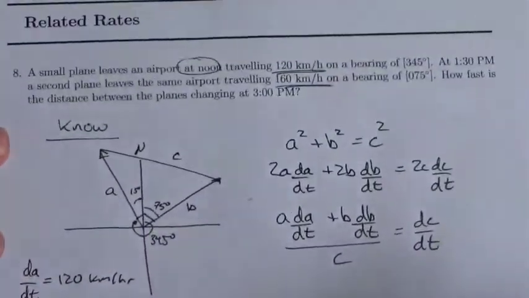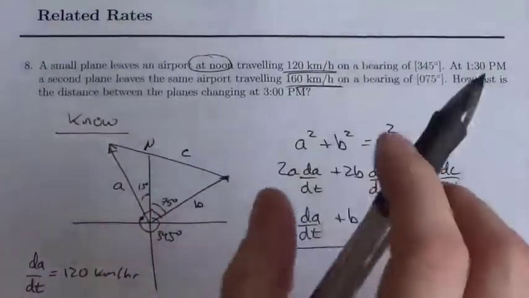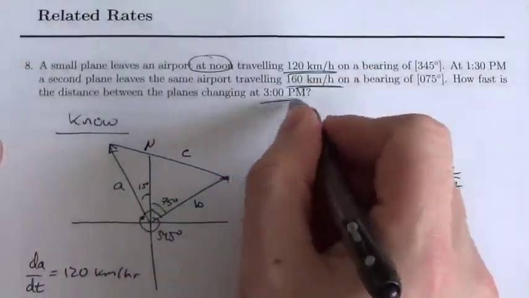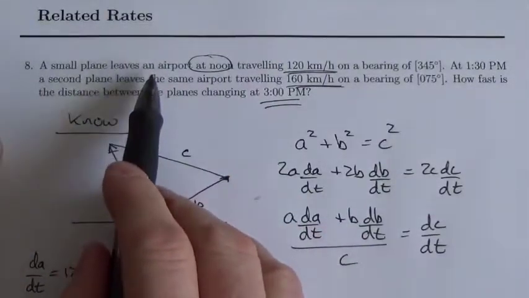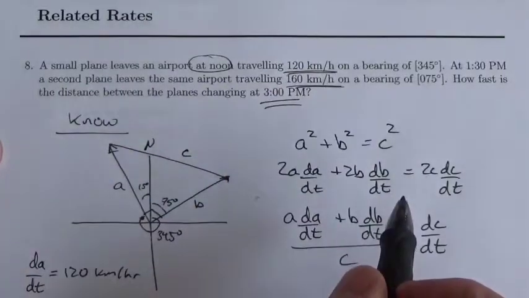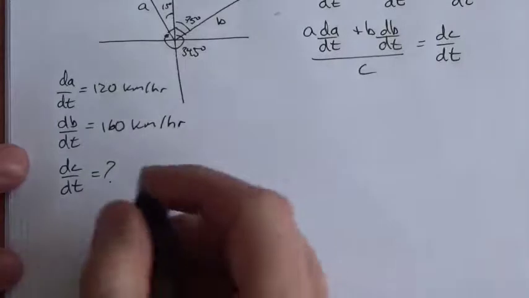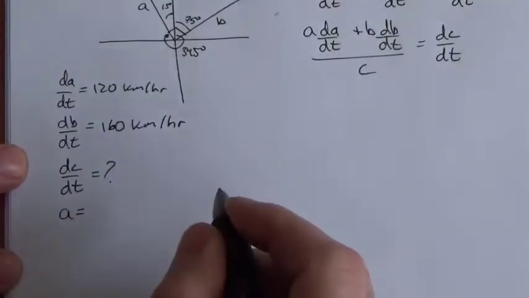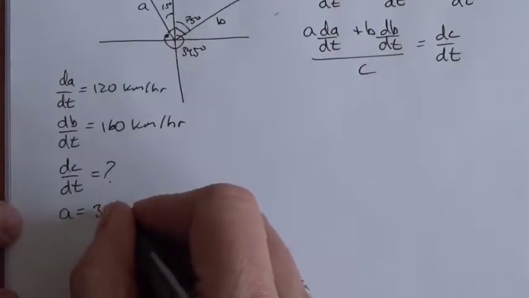But I was given one more little bit of information here. The question told me that I'm interested in how fast this is changing at 3 p.m. Okay, that means that first plane, which started at noon, traveled 120 kilometers an hour for 3 hours. That means A has gone 3 times 120, okay? It's gone 360 kilometers.